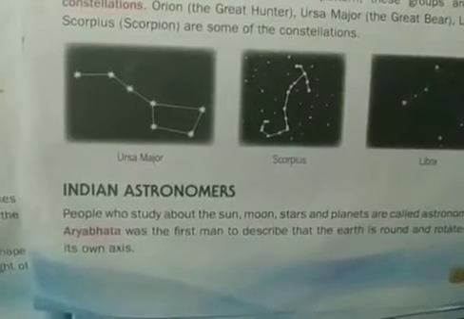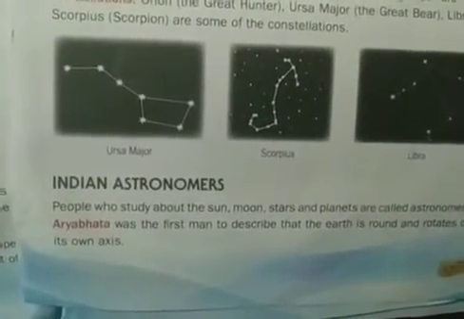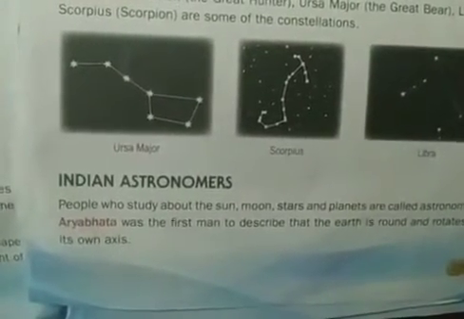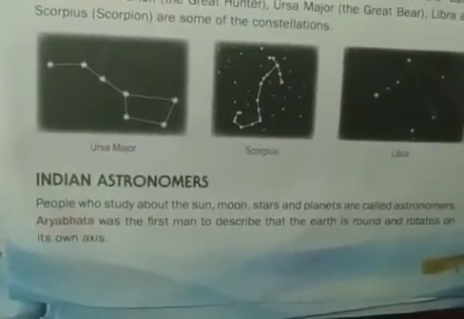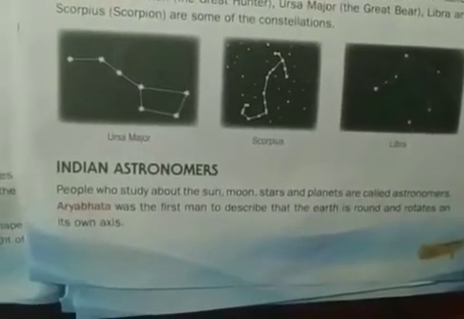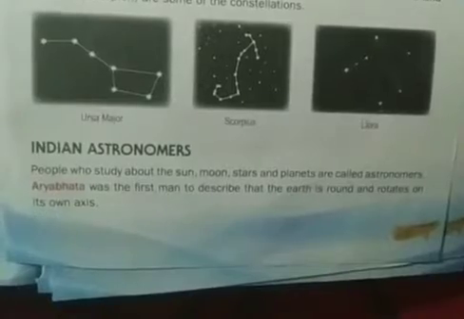Okay, next one is Indian astronomers. So who are astronomers? Astronomers are scientists who study about the sun, moon, stars and planets. So people who study about the sun, moon, stars and planets are called astronomers. Aryabhat was the first man to describe that the earth is round and rotates on its axis. So it was Aryabhat who described that the earth is round.